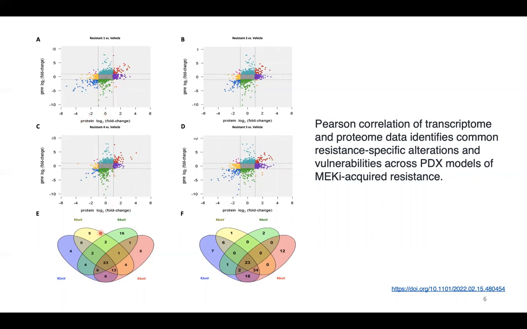Figures E and F show the upregulated and downregulated molecules at both the transcript and protein levels across resistant tumors relative to vehicle control. Here we have 23 molecules which were consistently upregulated and downregulated. So once again, figure E and F: E is upregulated, F is downregulated.